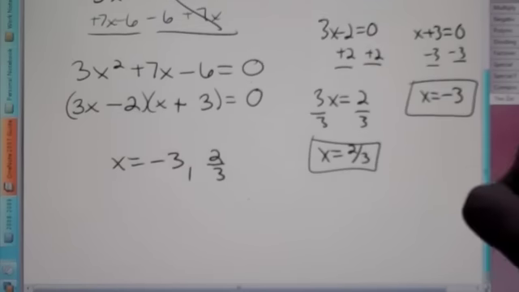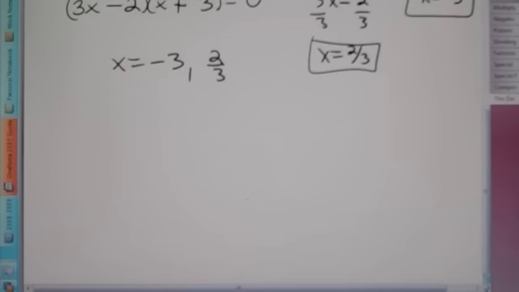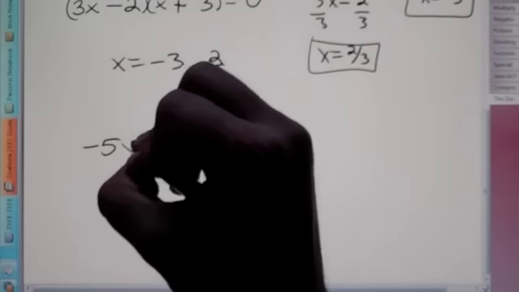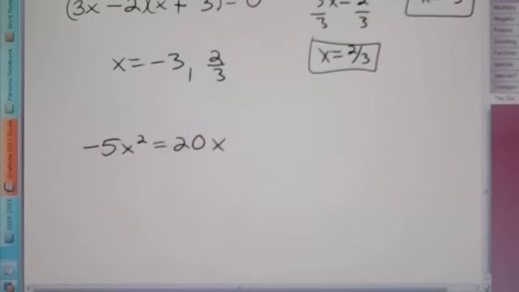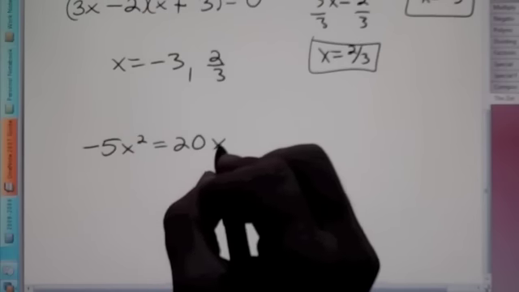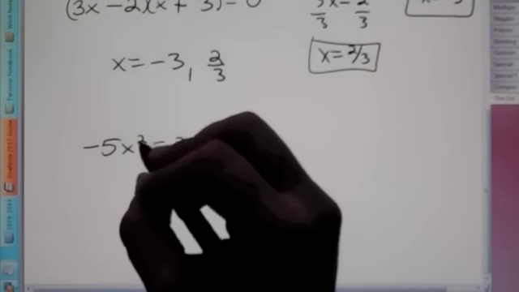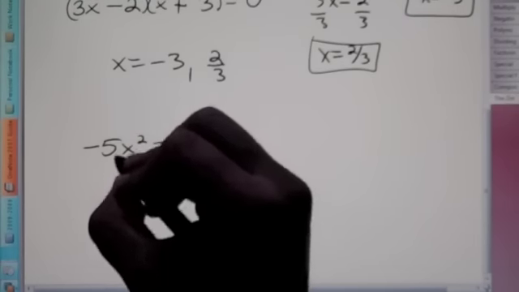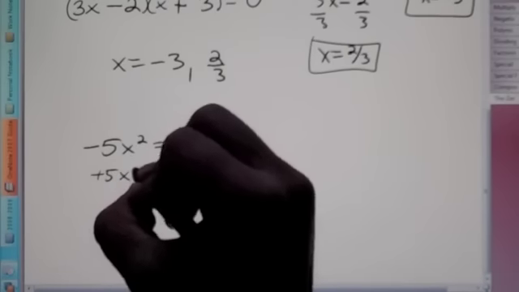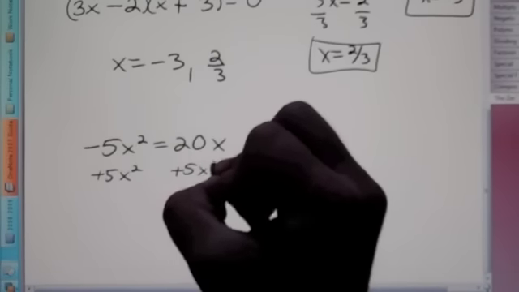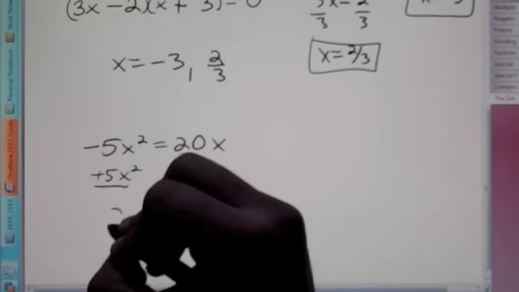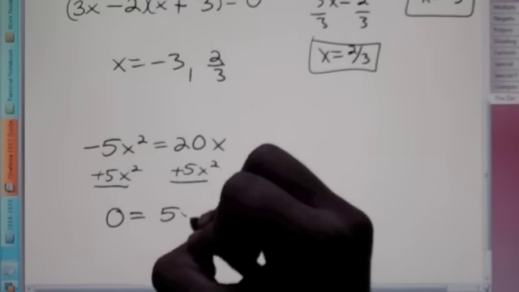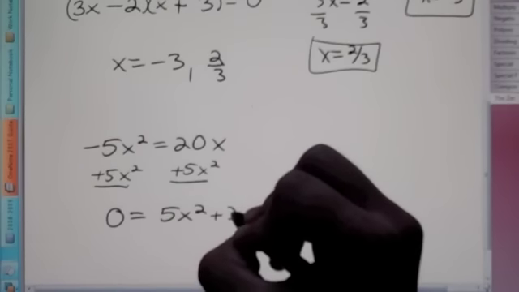So let's do a couple more. I give you negative 5x squared equals 20x. Again, we don't want to just cancel out the x here, or divide stuff by x. So what we're going to do is move everything to one side. I want that x squared to be positive, so I'm actually going to move it to the right, 5x squared. Because remember, I'm looking for all possibilities of what x could be. So we get 0 is equal to 5x squared plus 20x.